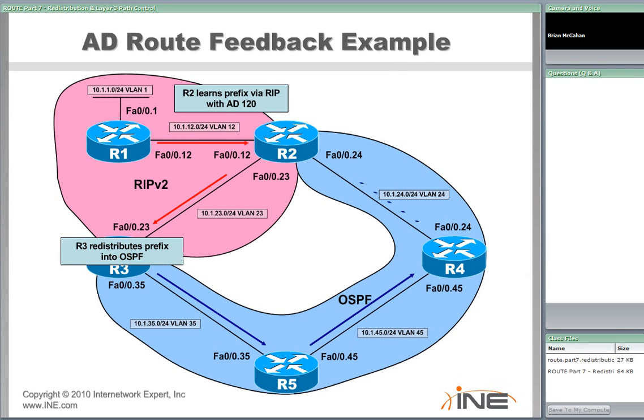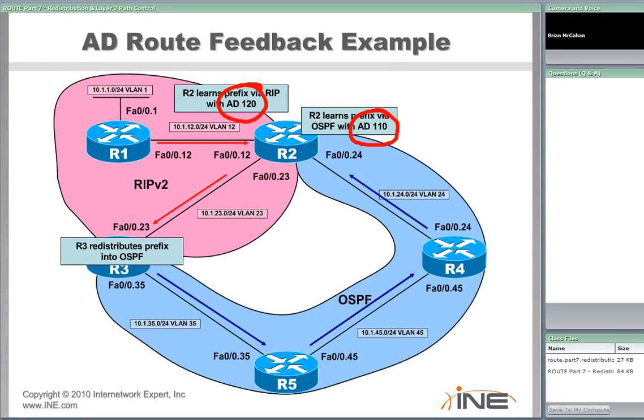The problem now is that router 2 has two paths to the destination through different protocols. We have the original RIP route with an administrative distance of 120, and the new OSPF route with an administrative distance of 110. So what now will happen is that router 2 is going to install the OSPF route, which also means it must withdraw the RIP route.